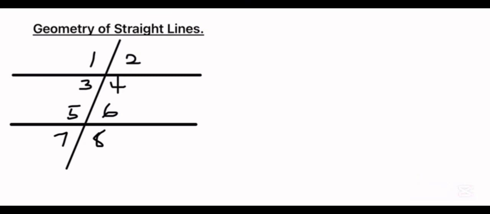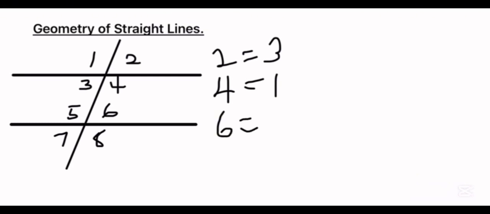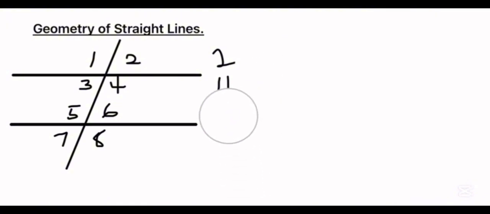Now, let's talk about the relationship between angle 2 and angle 3. What do you think their relationship would be? Now, recall vertically opposite angles. Now, I would say angle 2 is equal to angle 3 because they are vertically opposite angles. Same thing as angle 4 and angle 1. Angle 4 is equal to angle 1 because they are vertically opposite. Same thing as angle 6 is equal to angle 7, and angle 8 is equal to angle 5 because they are vertically opposite angles.